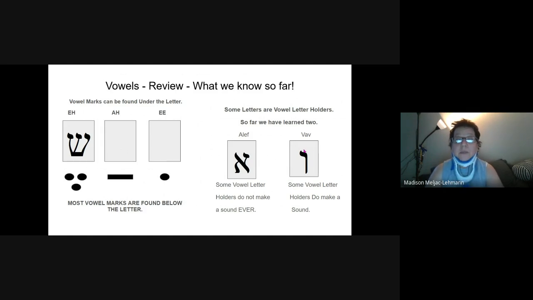So if we had a vav and we had an O on the top, an overhead vowel, it would be vo. And certain vowel holders take certain vowels. So for instance, vav takes different sounds than aleph, and that's more complicated for today. But I just want to let you know that we have some letters that are vowel holder letters.